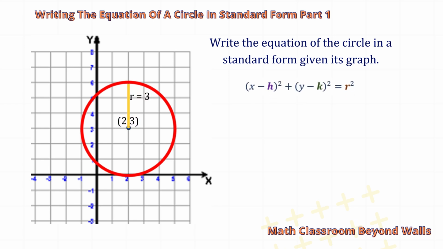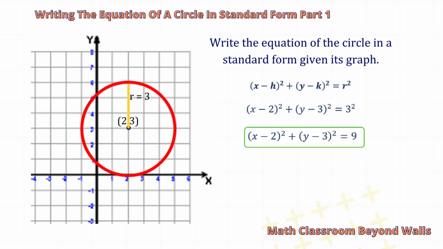Let us have our equation formula again for the standard equation of the circle. Next, we substitute the values of h, k, and r into our equation formula. We're almost there. We only need to multiply 3 by itself. Remember, 3 squared means 3 times 3. 3 times 3 is 9. Bingo! We now have the equation of the circle in standard form. How was it, learners? Easy, right?